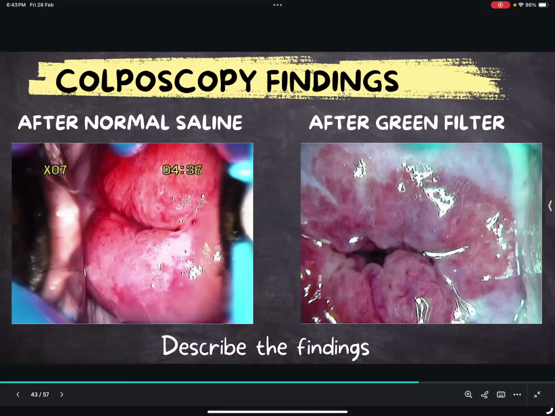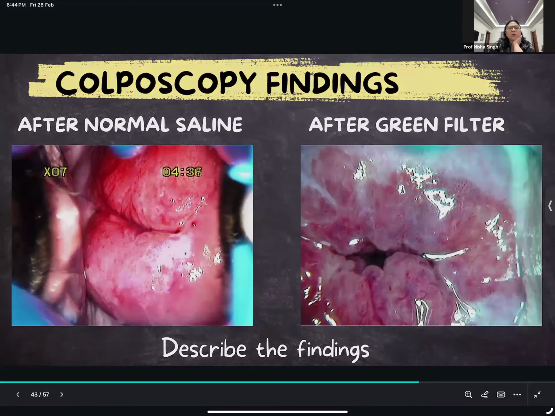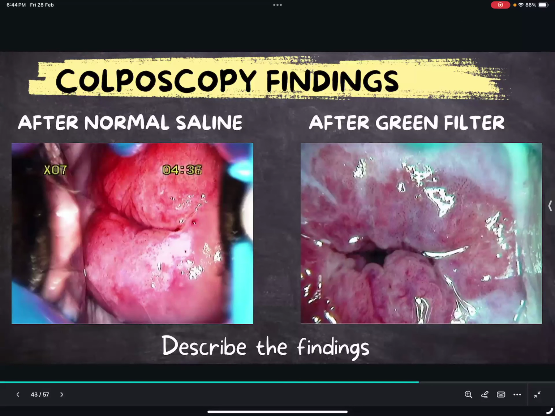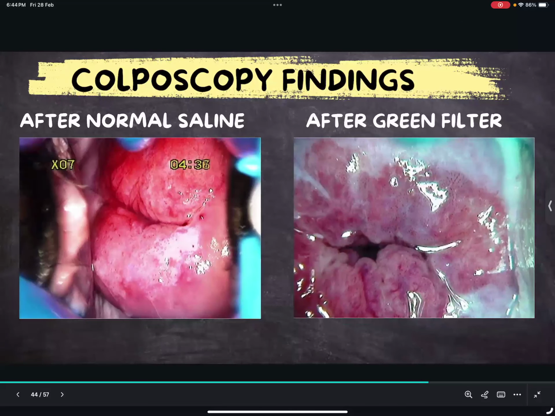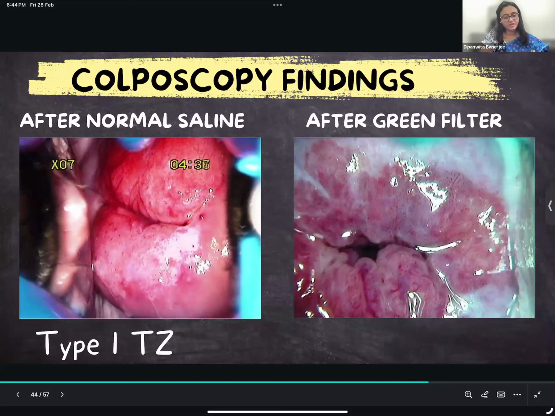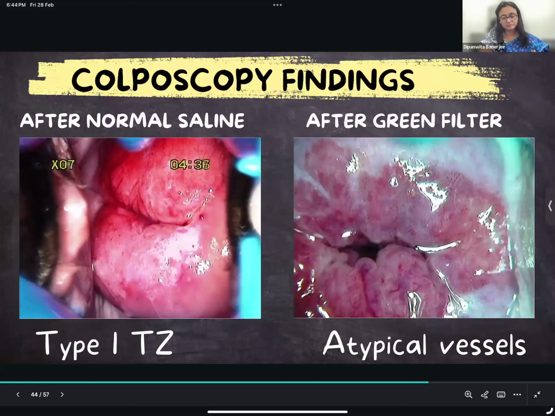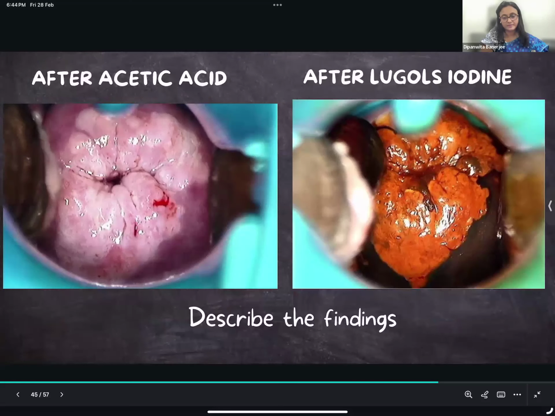So we have the colposcopy findings after normal saline and green filter. These are the pictures. The first one is normal saline, the second one is the green filter. To start with, the colposcopy is adequate, the squamocolumnar junction is fully visible. You can show the transformation zone type also, next.